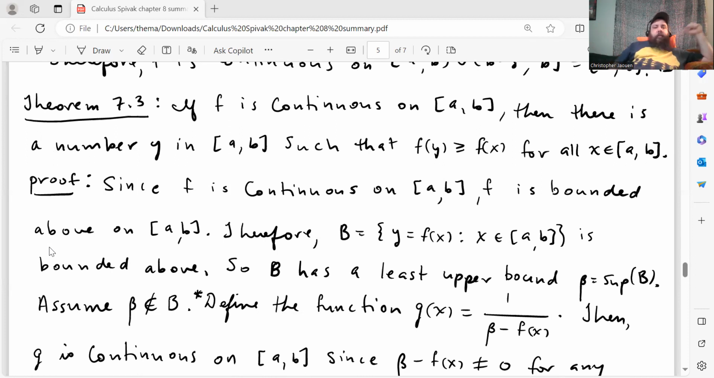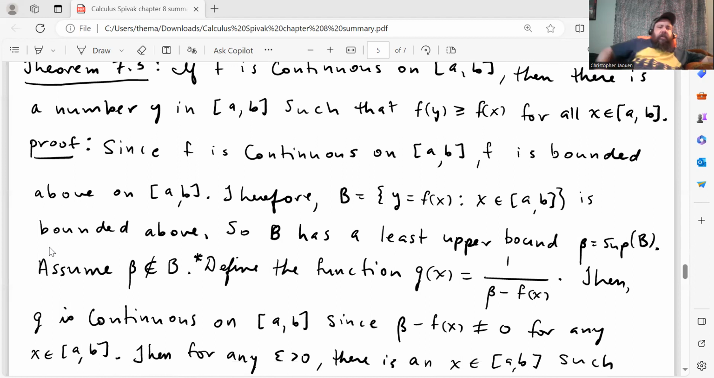So okay, let me just reread theorem 7.3 in case you've forgotten it. If f is continuous on the closed interval from a to b, then there's a number y in the closed interval from a to b such that f of y is greater than or equal to f of x for all x in the closed interval from a to b. Okay, let's go on to the proof. He says before this theorem also that the proof for this, in addition to needing the least upper bound property, also requires that you be clever enough to figure out a trick, which I'll explain when we get to it in the proof.